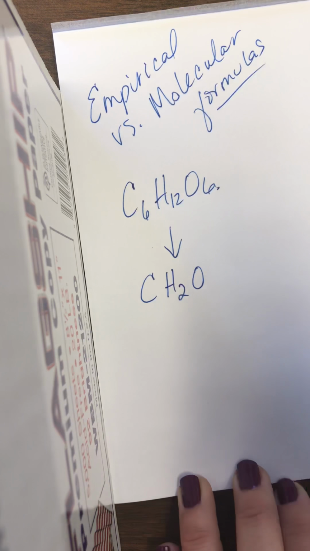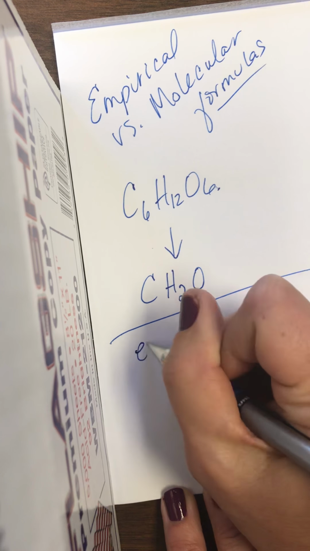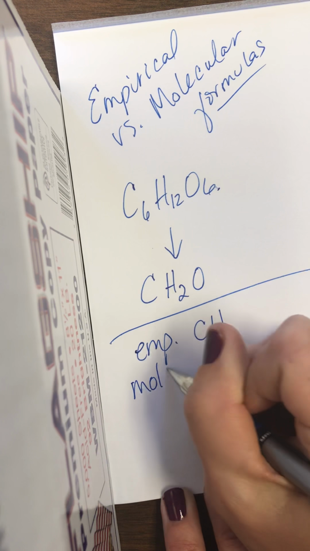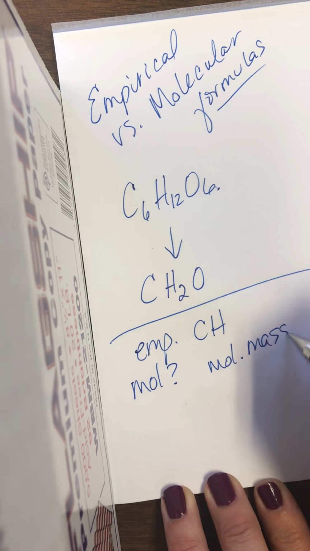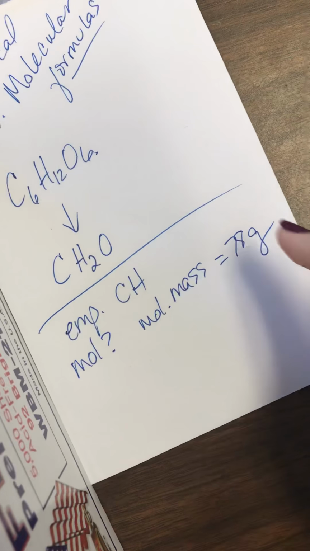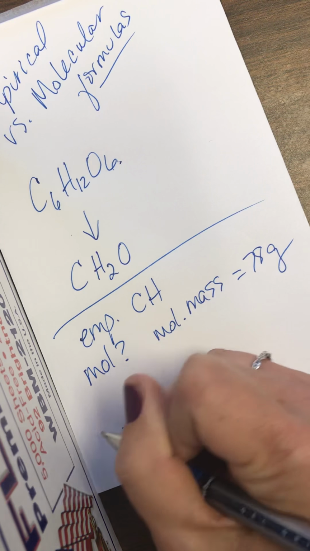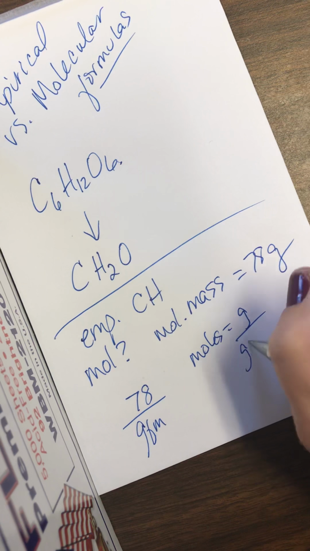All right, there are very often questions where they tell you something like this. Here is my empirical formula, CH. But I want to know what is the molecular formula. And they will tell you the molecular mass is equal to 78 grams. All right, so I want to use that 78 grams. That's what I'm given. And I want to divide that by the gram formula mass. And that's going to tell me moles. So moles are equal to grams over gram formula mass.